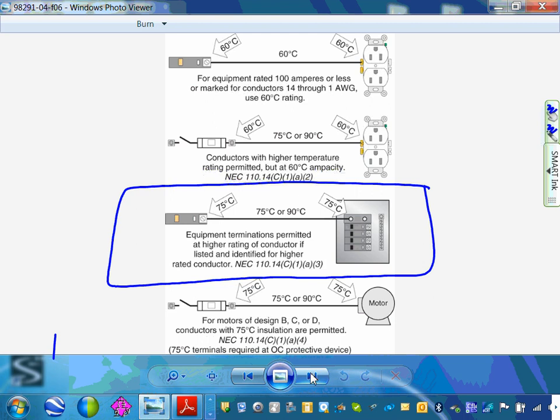The lugs, can you see the lugs here? They are rated for what? 75. The circuit breaker is rated for what? 75. And the conductors are rated for 90 or 75. Most of the equipment in engineering will be 75, 75. So when I size my conductor, I size it based on what? 75. That's the default for engineers. Am I making sense? That's your default for equipment.